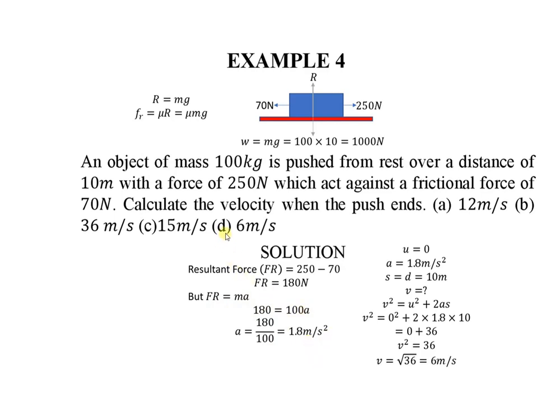Now note that the body is pushed from rest. So the initial velocity is 0. Acceleration is 1.8, we just calculated that. The distance moved is 10 meter, and we are looking for the final velocity just before it comes to rest. So we have v squared equals u squared plus 2as. Substituting the various values there, we have the final velocity to be 6 meter per second.